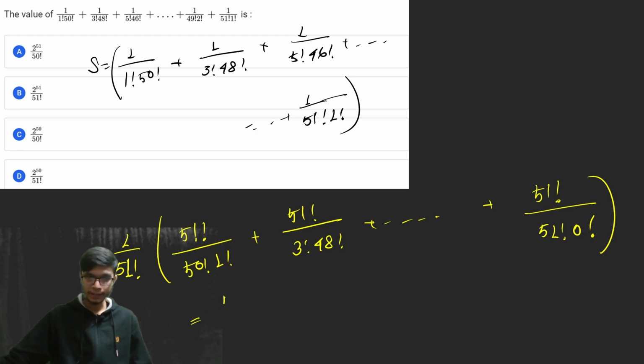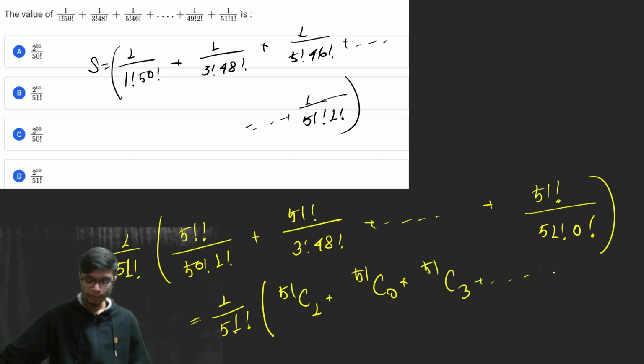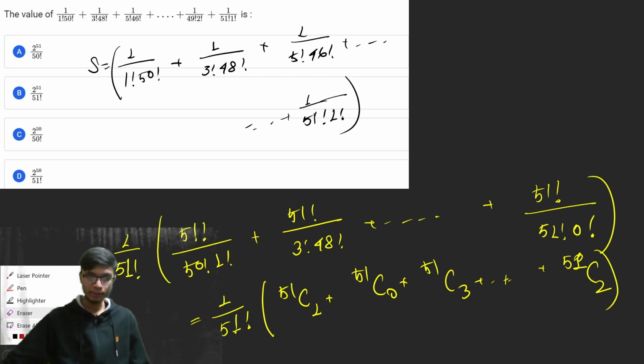So from here I will get 1 by 51 factorial into, and this particular term will become 51c1, this term will become 51c0, and similarly this term will be 51c3, and so on. If you find out, you will see that all of the terms are present. Okay, I don't think that 51c51 will be present, because once we took 51c0, we cannot write it as 51c51. So it is better to write it this way.